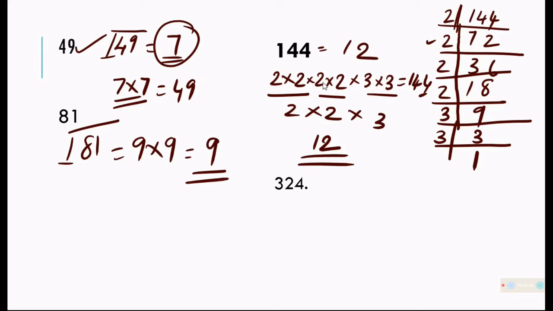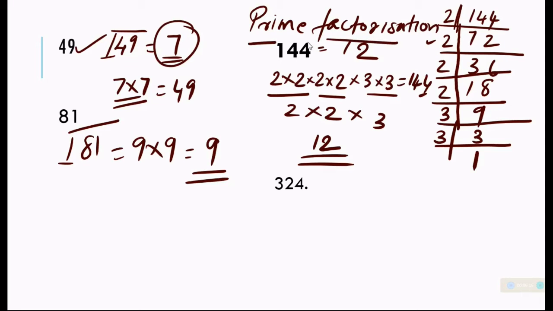This way we can find out. The method you have studied and you know it is prime factorization method. What is it? Prime factorization method. Even 324 we can find out like that.